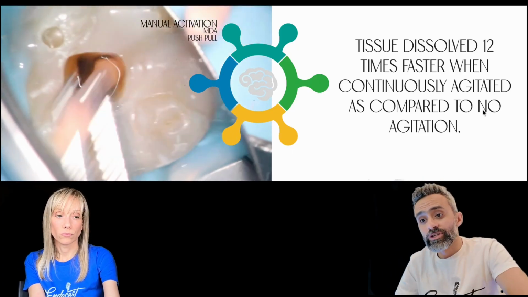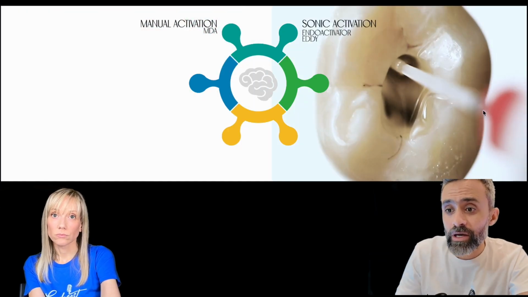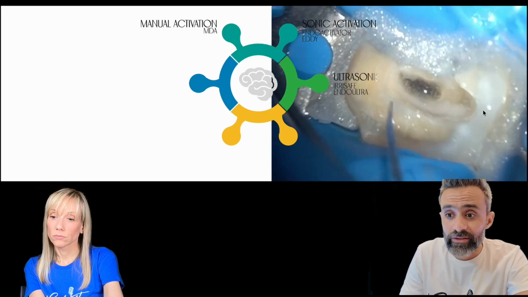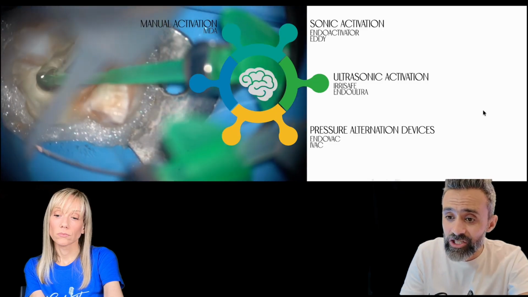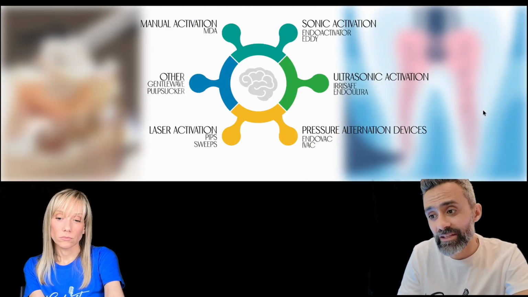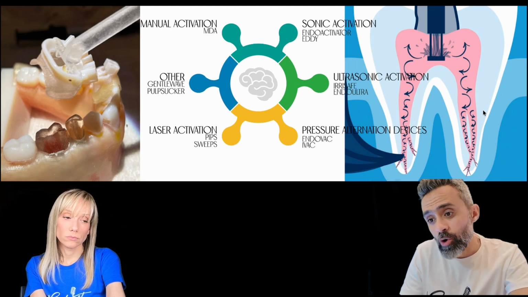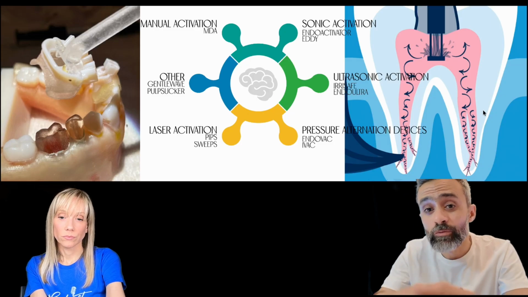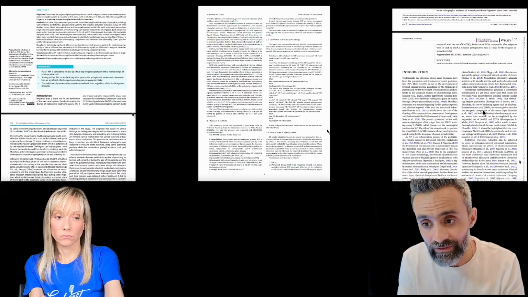We have several options: manual dynamic activation by vibrating the master cone, we have sonic systems, we have ultrasonic devices, pressure alternating systems, laser activation, other methods such as multisonic activation or specific devices like the pulp sucker. Each method has its own advantage, but they all share the same goal. We have to move and keep the irrigant moving inside the root canal effectively.